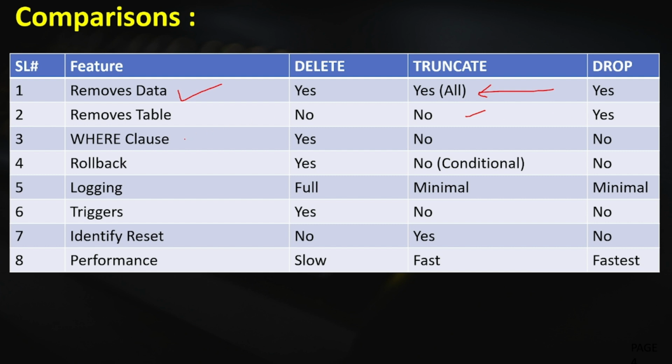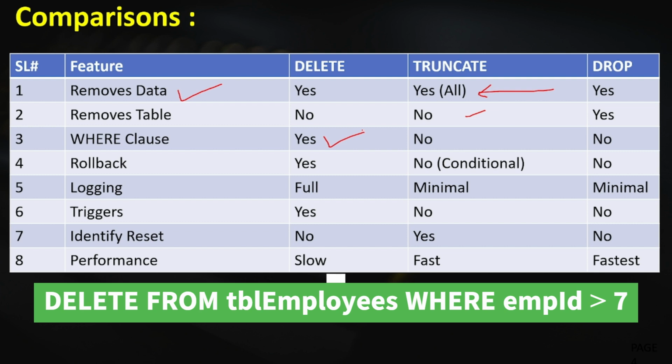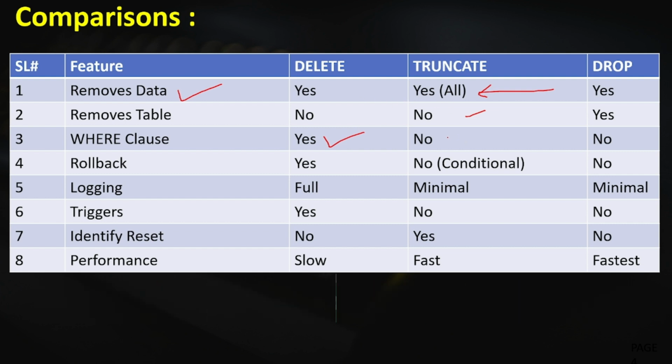Talking about the where clause, we can introduce a where clause in delete. For example, I can say I want to delete all the employees whose employee ID is greater than 7. So I can write delete from tblEmployee, if the name of the table is tblEmployee, where EmpID is greater than 7. But the same where condition cannot be introduced with truncate. Truncate does all deletion, and so does drop.